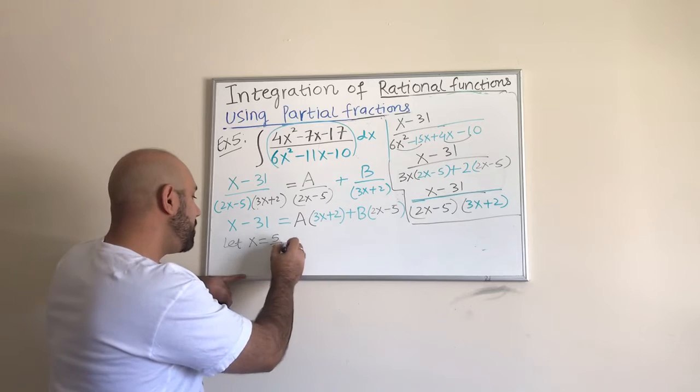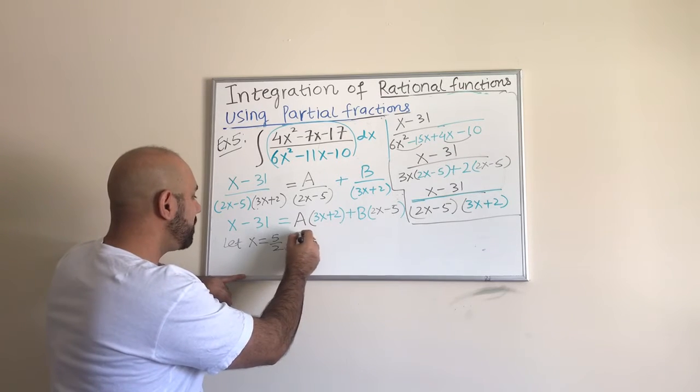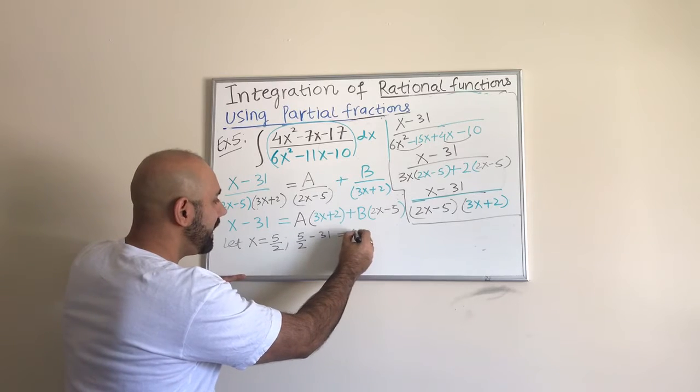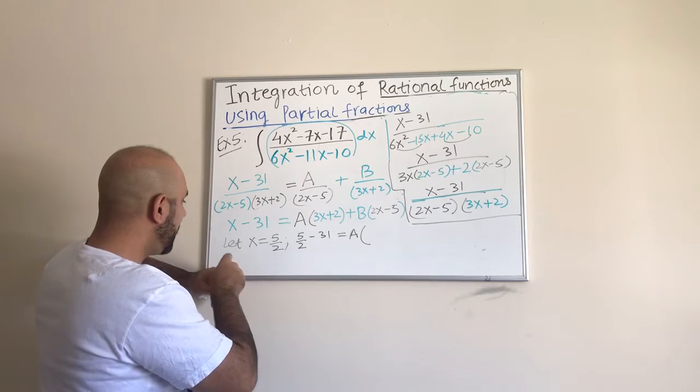Okay, so when I substitute x equal to 5 halves on the left-hand side, it is 5 halves minus 31 equals, on the right-hand side, this is A times, let us see what I'm left with here.